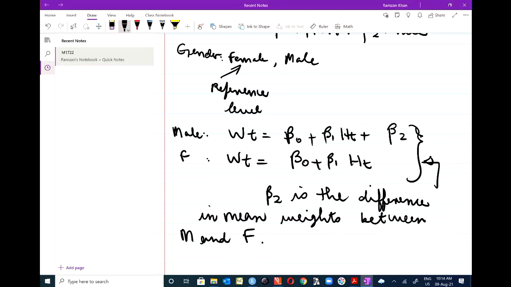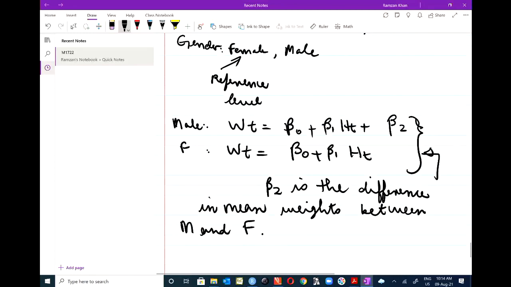And if you like, I'm really saying that beta 2 is the extra height for males. Extra meaning essentially as a term there. If it was negative, it means males on average weigh less than females. If it was positive, that means on average they weigh more than females.